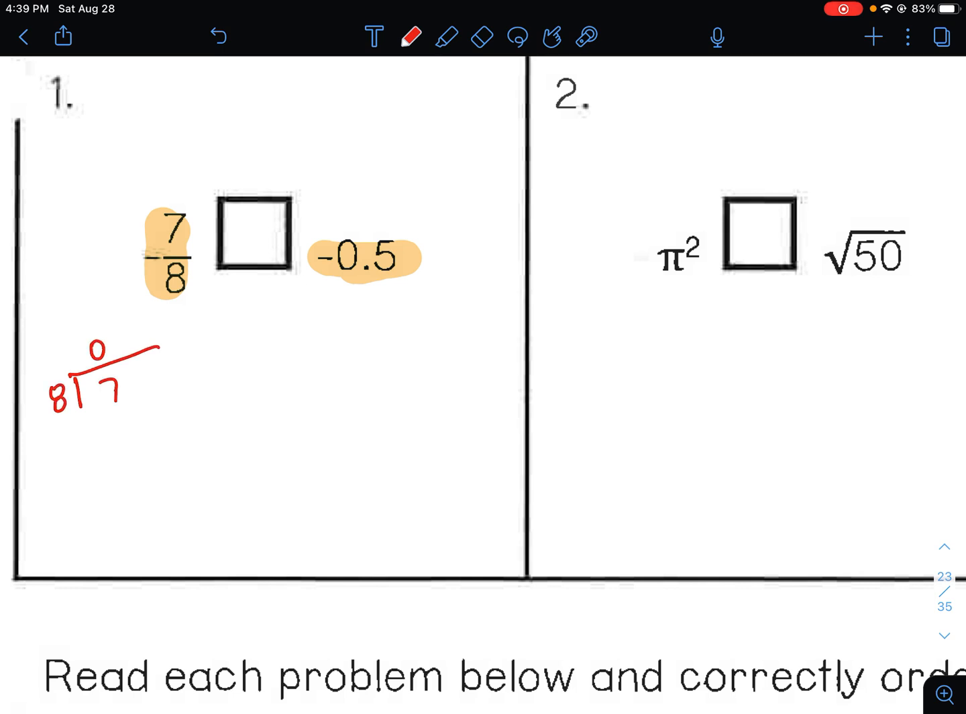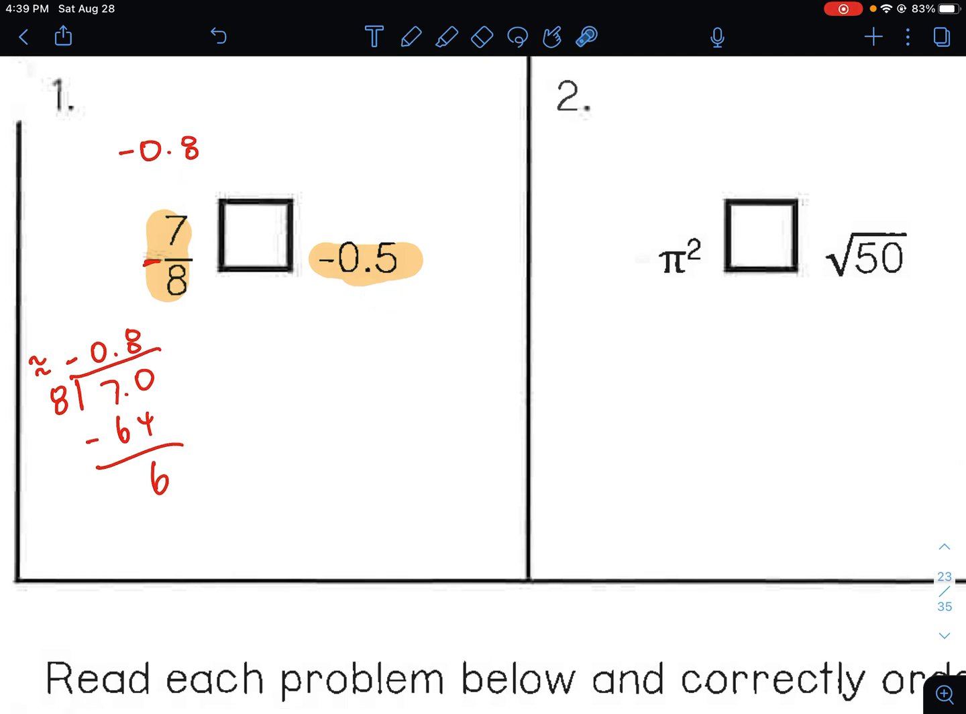8 does not go into 7, but it does go into 70. It goes into 70 8 times, because 8 times 8 is 64. And do we really need to continue with this to find the exact decimal? We do not. It's roughly 0.8, or actually not 0.8, but negative 0.8. So I'm going to write above this negative 0.8 approximate, and that's good enough because we know that this is 1 decimal place, this is 1 decimal place. That's all you need to know.